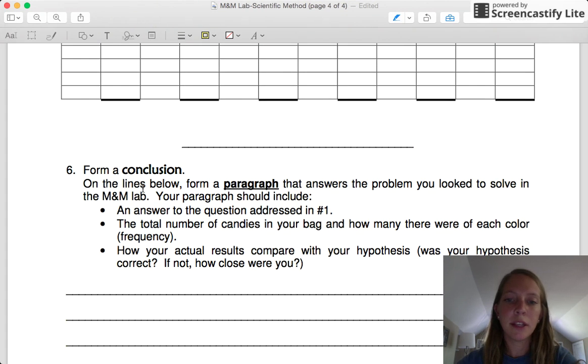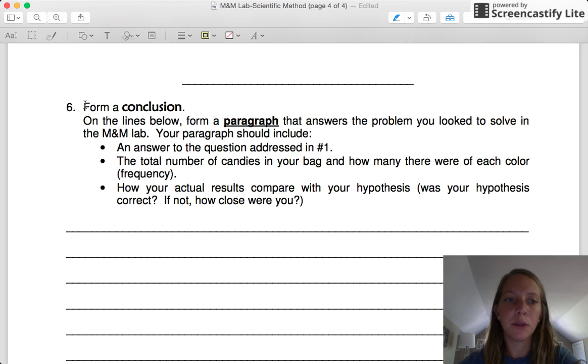All right, the last thing you'll do is you will form a conclusion. So on the lines below, you and your group will write a paragraph that answers the problem you looked to solve in the M&M Lab. This is what your paragraph should include: an answer to the question that we addressed in number 1, the total number of candies in your bag and how many there were of each color, and how your results actually compared with your hypothesis. So, were you right?